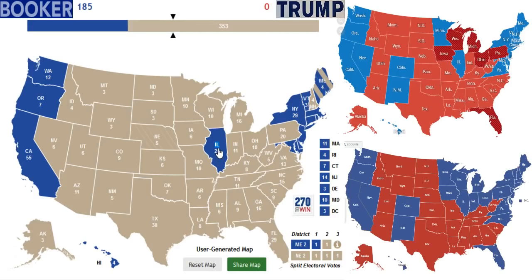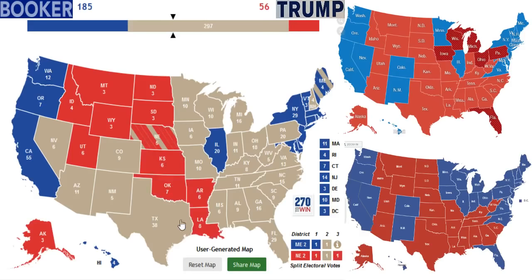Now I'm going to be going over and doing the same for Donald Trump on the Republican side. So those are going to include states like Alaska, Idaho, Montana, Wyoming, Utah, North Dakota, South Dakota, and then Nebraska, except the 2nd congressional district, Kansas, Oklahoma, Arkansas, Louisiana.